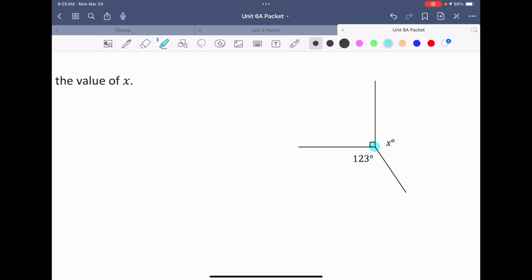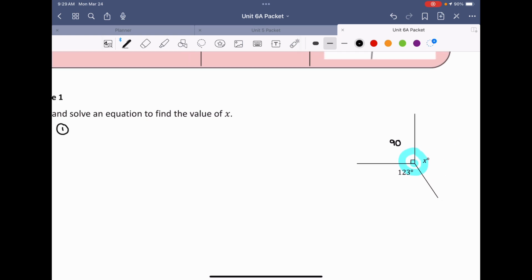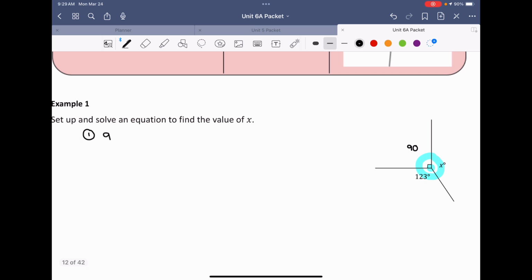So we have a point here, and we have 3 angles that center that point. All 3 of those angles are going to add to 360 degrees, and we have a box which is telling us that this angle specifically is 90 degrees. So let's write our sentence. 90, x and 123 are angles on a point. So they add to 360.